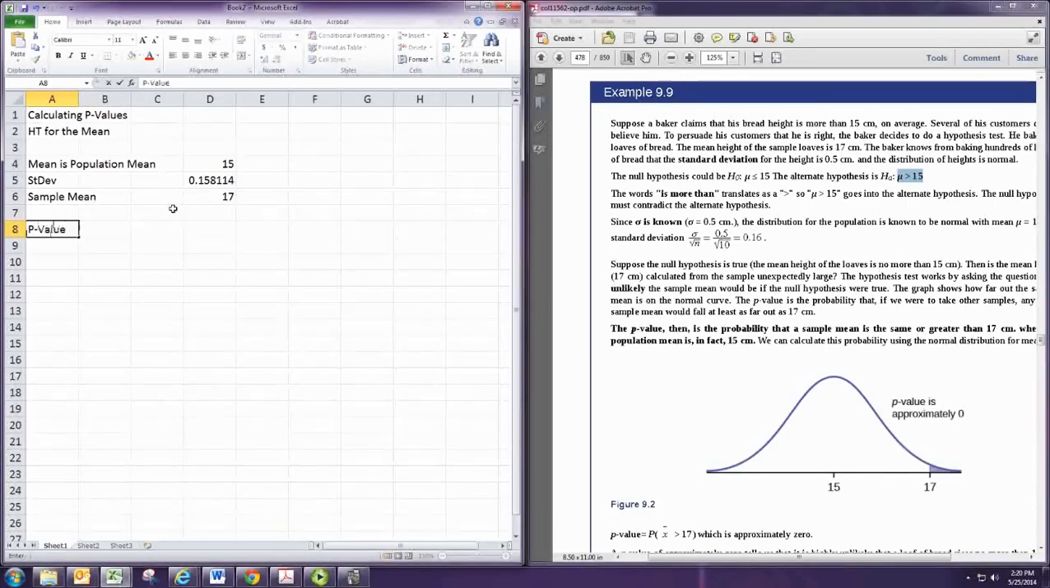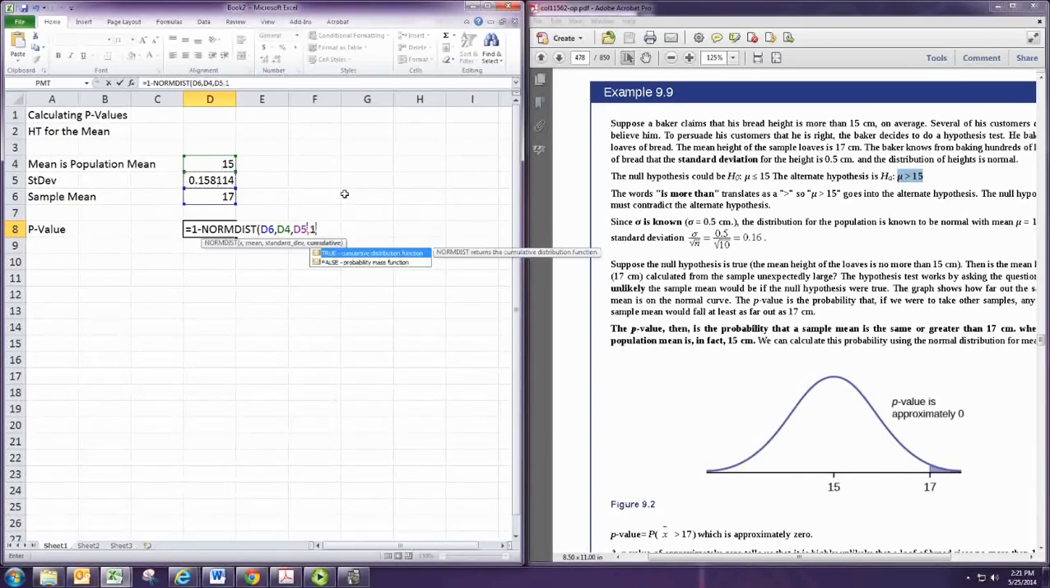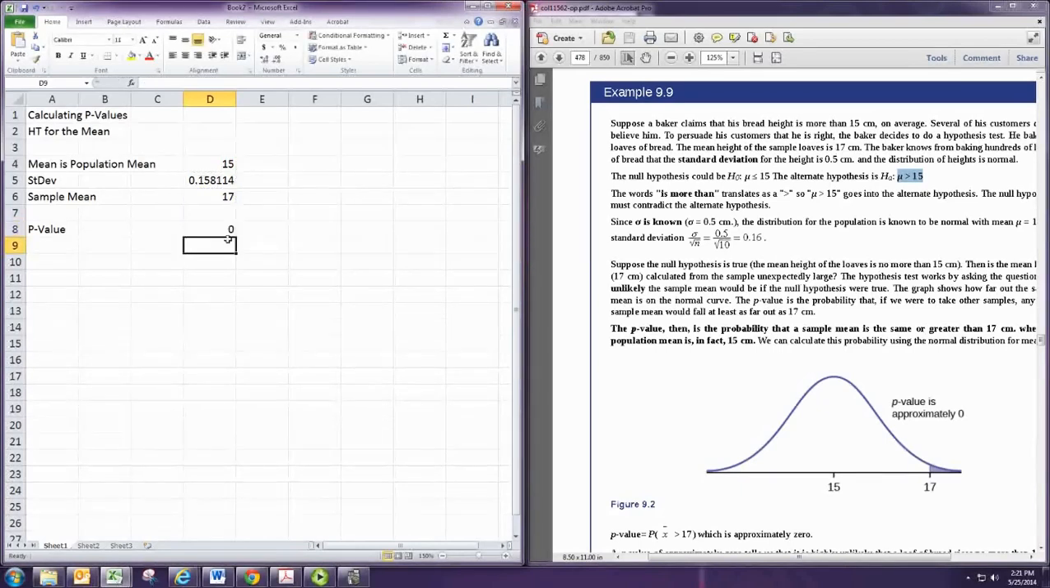And the p-value is just the area to the right of that sample mean for this normal distribution. So for area to the right, we do 1 minus NORM.DIST. And remember, NORM.DIST finds the area to the left, so we subtract it from 1. Then we use the mean and standard deviation that we have there, and cumulative is 1. And this number is 0, effectively, because it's so small that the calculator or computer cannot tell the difference.